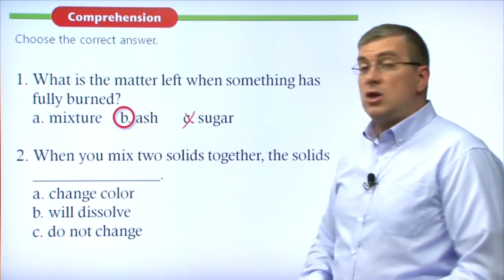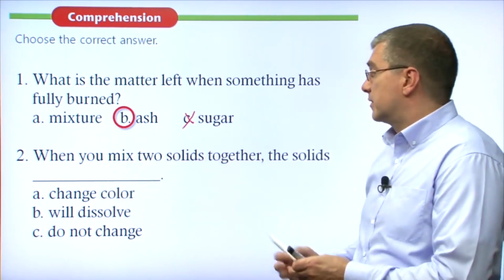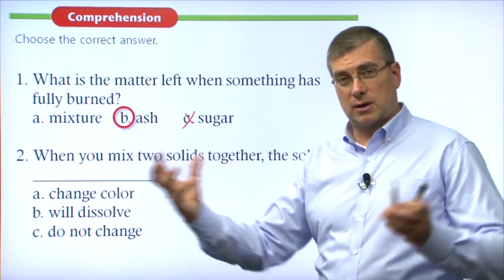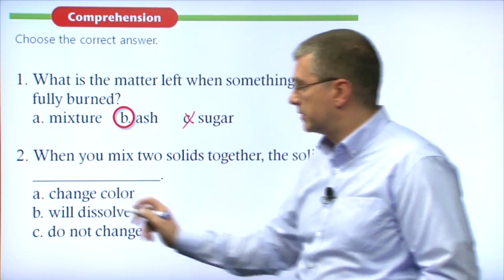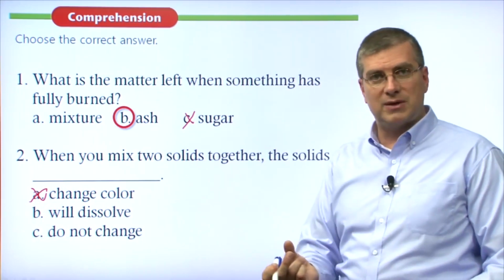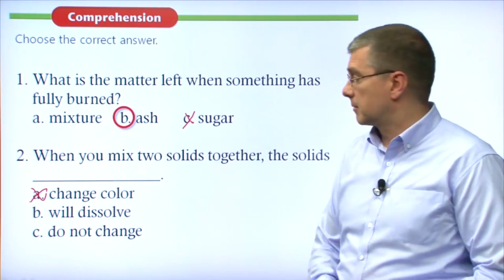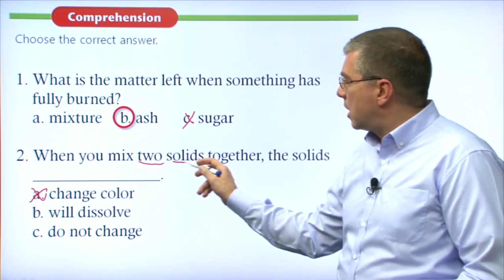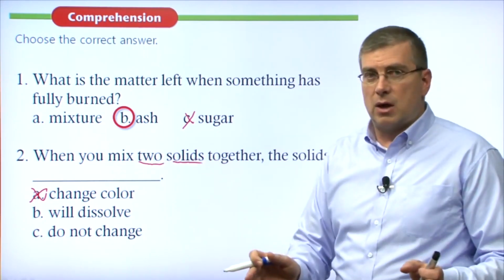Number 2. When you mix two solids together, the solids, what happens? Do they change color? If you take two different colored candies and you mix them together, are the colors changed? No, they're not changed. They're still the same color they were originally, right? A green piece of candy will still be a green piece of candy if you mix it with a red piece of candy. They don't change color. Will they dissolve? Well, remember, it's two solids, no liquid, right? If you mix two solids together, they don't dissolve.